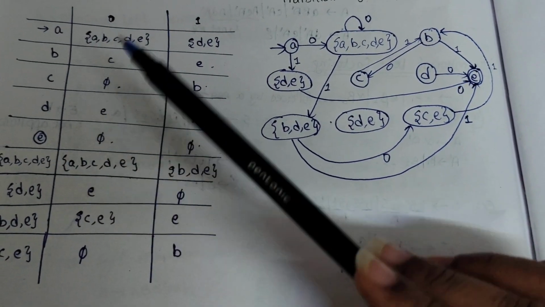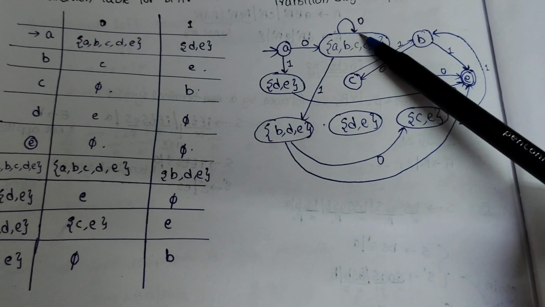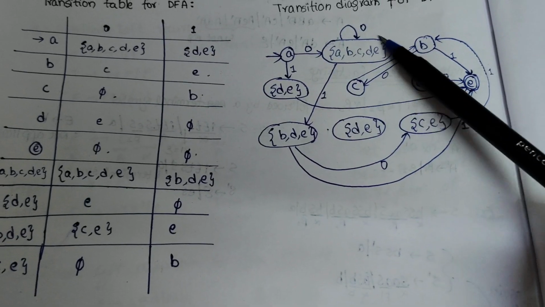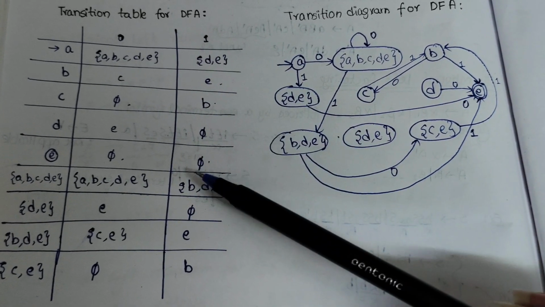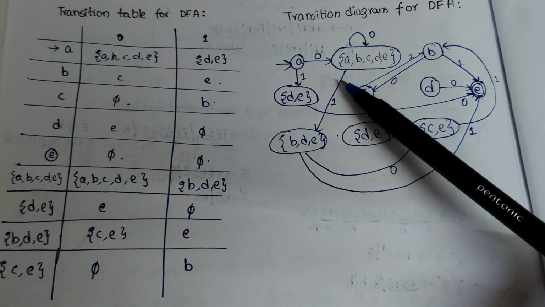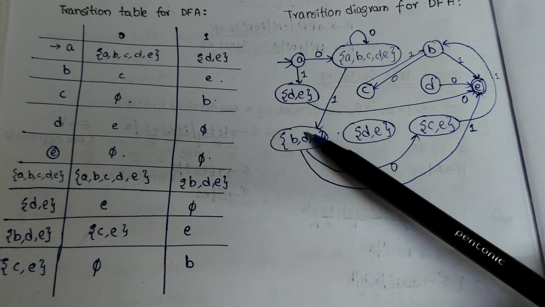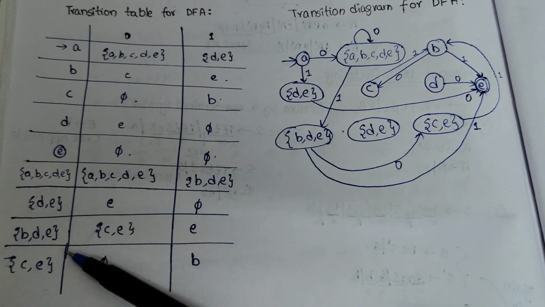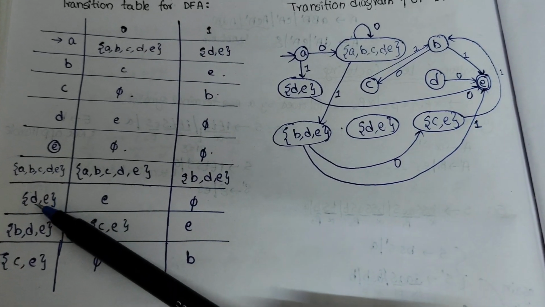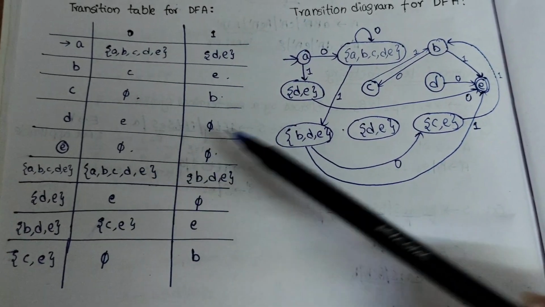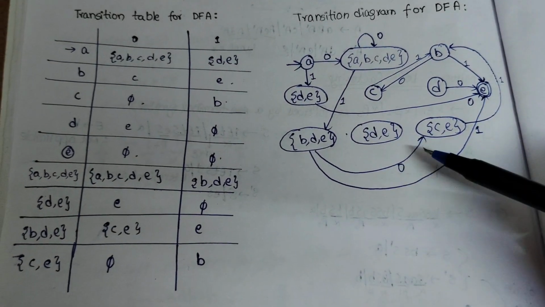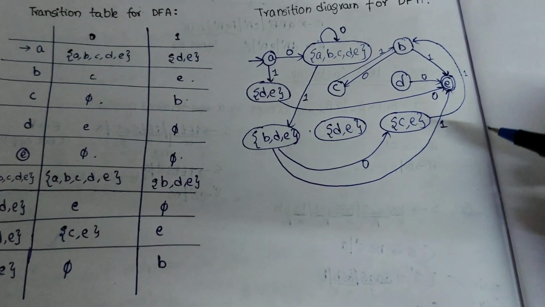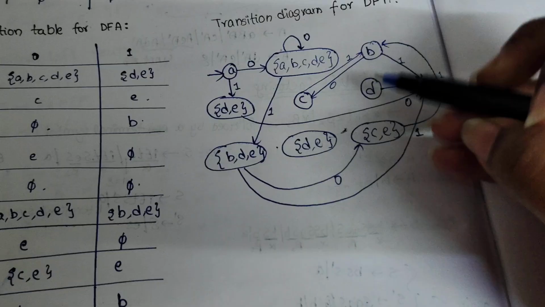Next, A, B, C, D, E on 0 gives itself, a self state. A, B, C, D, E on 1 gives B, D, E. Next, let us do B, D, E. We can go with D, E if you want. D, E on 0 gives E. Sorry, I didn't map this. So map this.